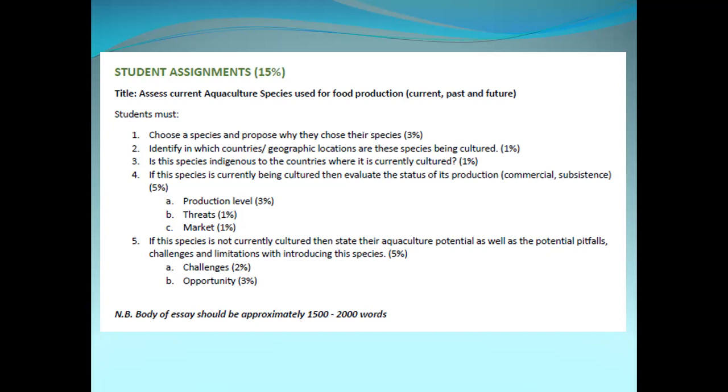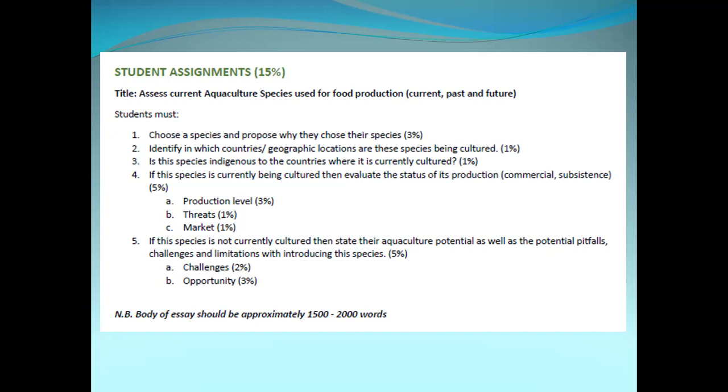Right? So you talk about threats that might be faced in this particular species in terms of getting it involved, getting it put into production, your potential markets, right? If this species is not currently cultured, then state their aquaculture potential, like what I was talking about with the piranha, right? As well as the potential pitfalls.